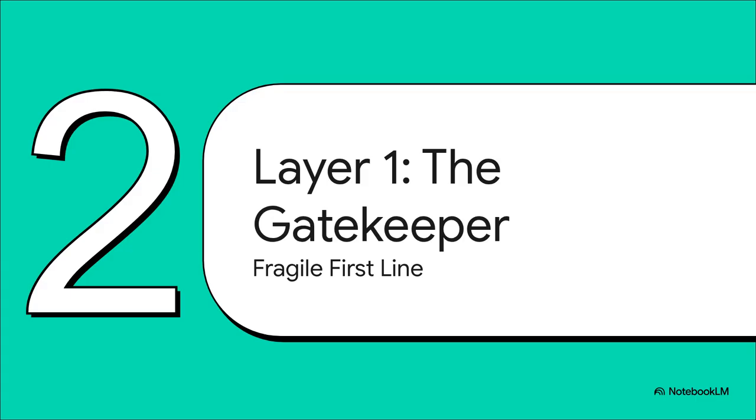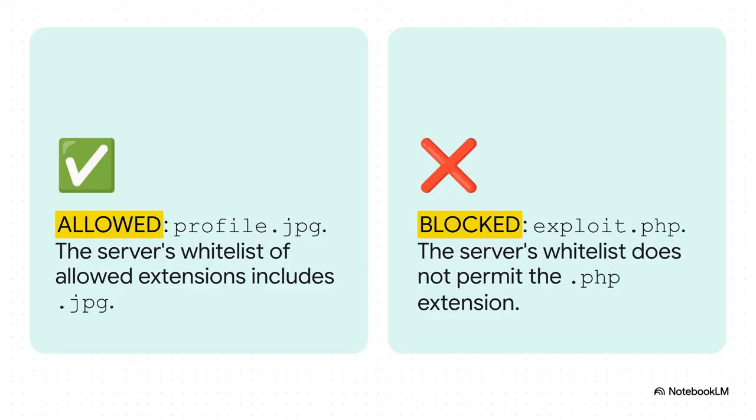Well, let's move to our first and most basic layer, the gatekeeper. This is that first line of defense, and as you're about to see, it's a pretty flimsy one. The simplest thing to do is just look at the file's name. The server sees an extension like .jpg and says, "Yep, you look safe, come on in." Then it sees .php and goes, "Whoa, no way, you're definitely not allowed here." This is called whitelisting, and it seems like a decent idea at first.